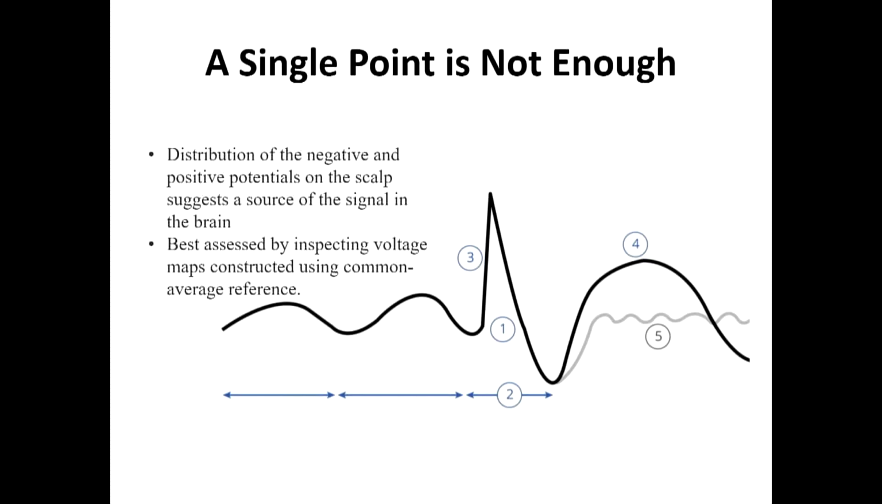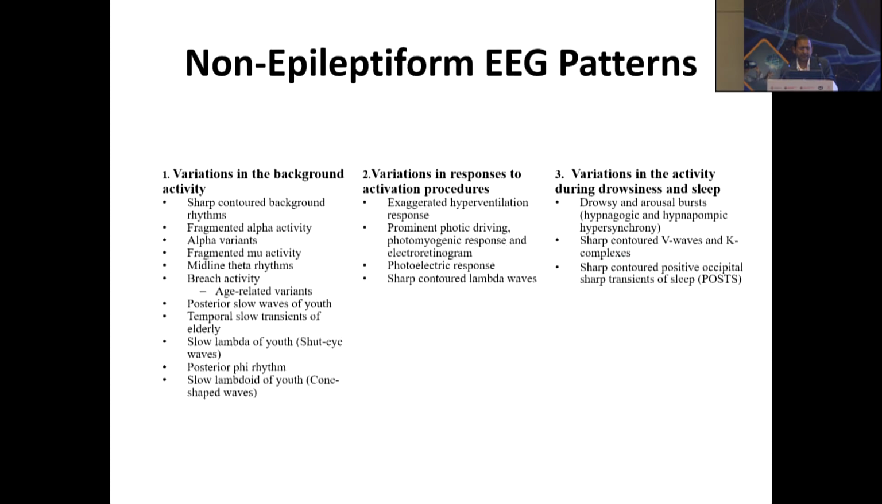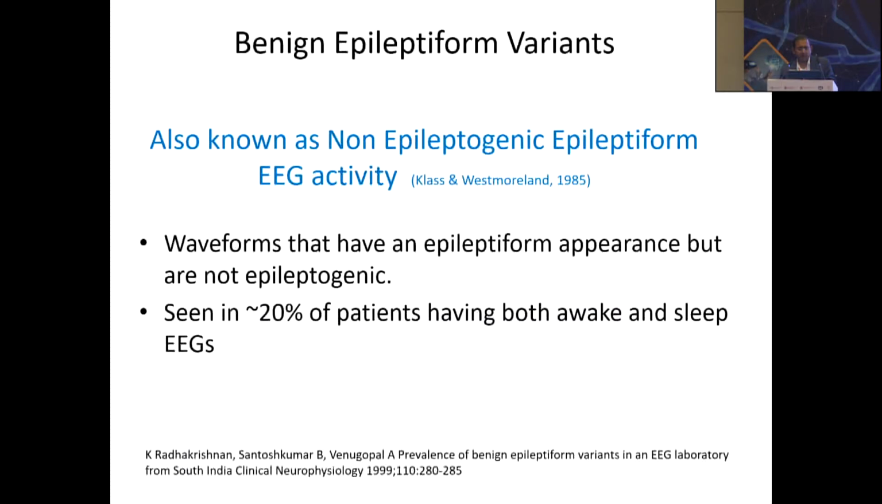But you should know that a single point is not enough. We should know not only these limbs, slow wave, and disturbance, but also the field. So it should be in different areas, with nearby areas involved. So there are a couple of different groups for non-epileptic patterns. We'll go slowly, and we'll cover the most important parts, which is non-epileptiform patterns.